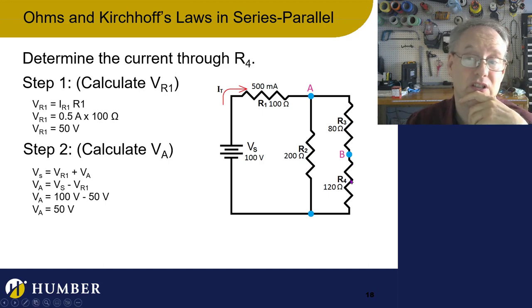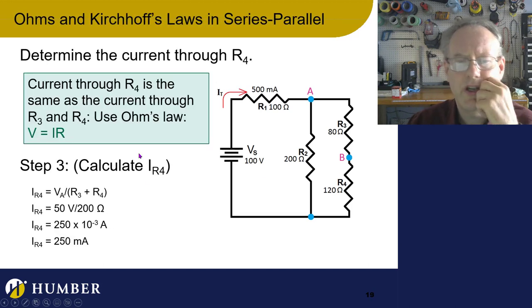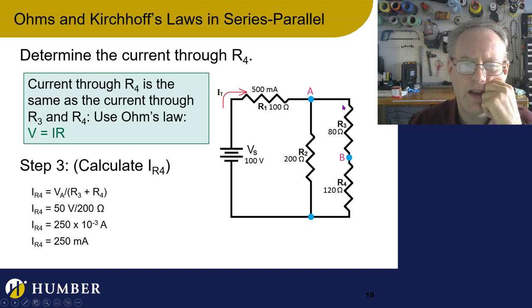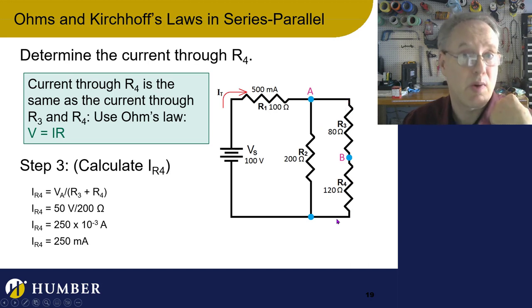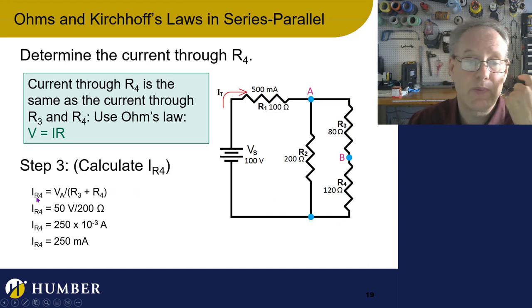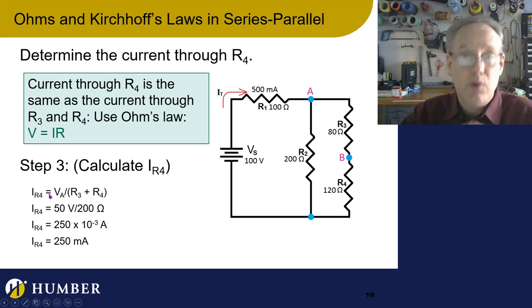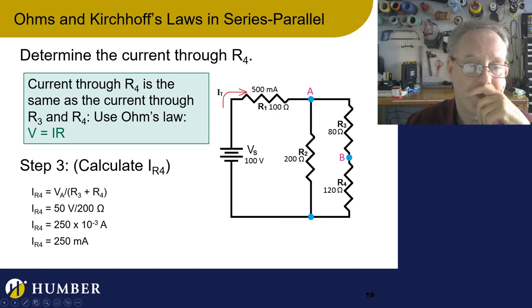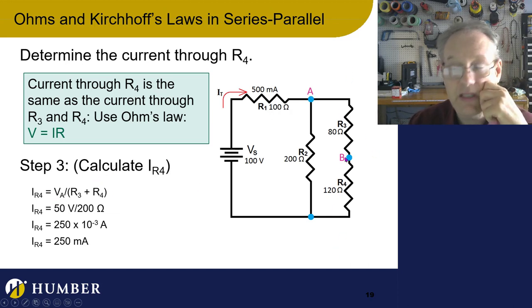I can actually use the voltage divider, but we won't do that because it gets a little bit complicated. What you're going to do is say, okay, if I wanted to know the current through R4, I could just calculate the current through this entire branch. So I know the voltage across the entire branch. The current through R4, with my subscripts, properly documenting all of your variables, is going to be VA, the voltage potential at A, divided by the total resistance of this leg. And there you go.